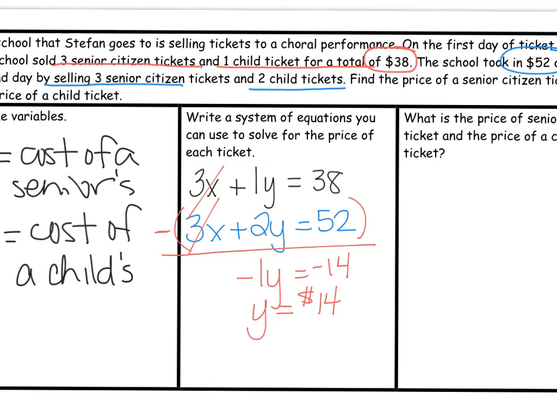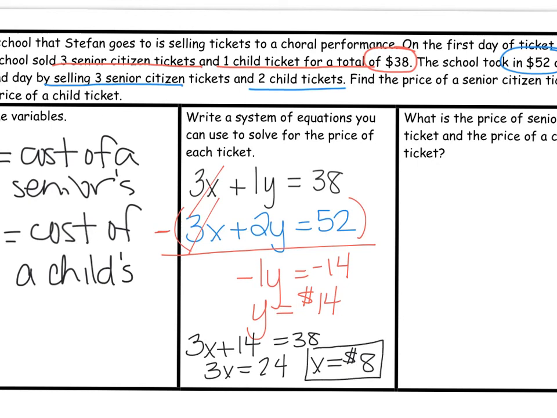Now we have to find the cost of an adult ticket. So we're going to take 14, plug it back in one of the equations. I'm going to pick the first equation, 3x, substituting in 14 for y, plus 14 equals 38. We get 3x equals 24, and then we get x equals 8. So an adult ticket is $8, and a child's ticket is $14.